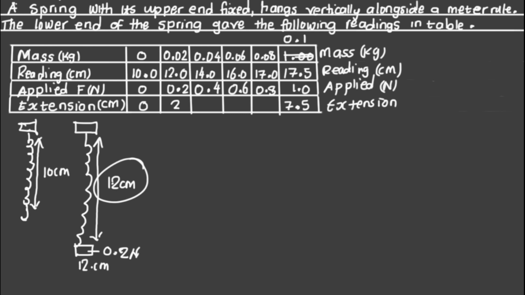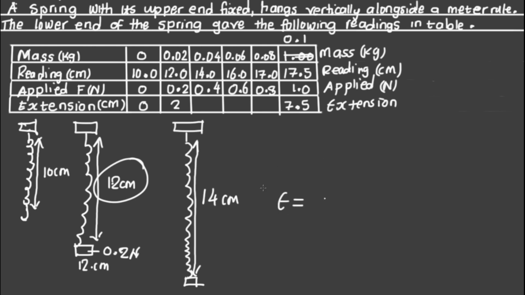We move on to the second space. So under this one, this is our spring. Then we add 0.04 mass. Then this time the total length of the spring becomes 14. So to find the extension is this 14 minus 10. So the key point is you have to subtract the original length of the spring before its extension. So we have a 4 here.